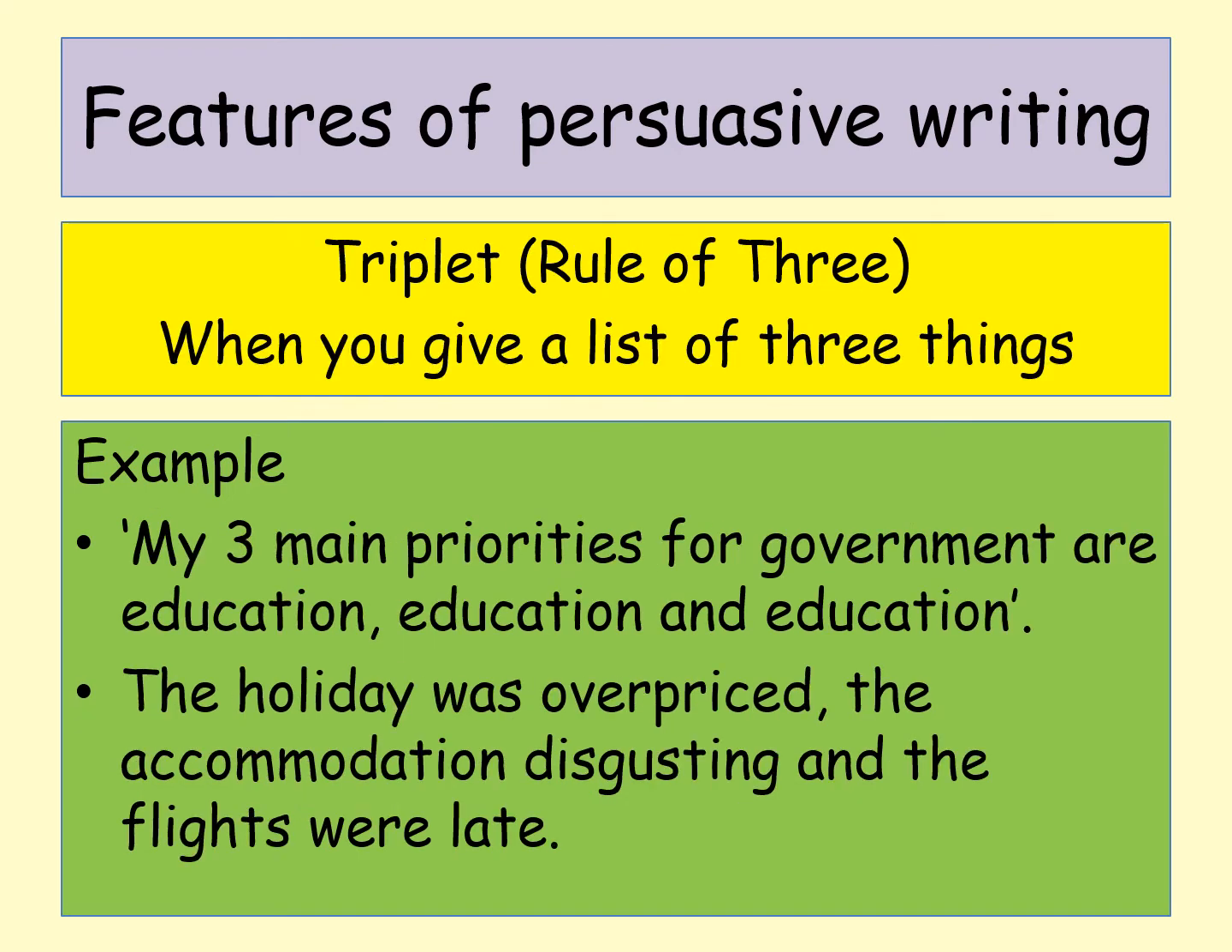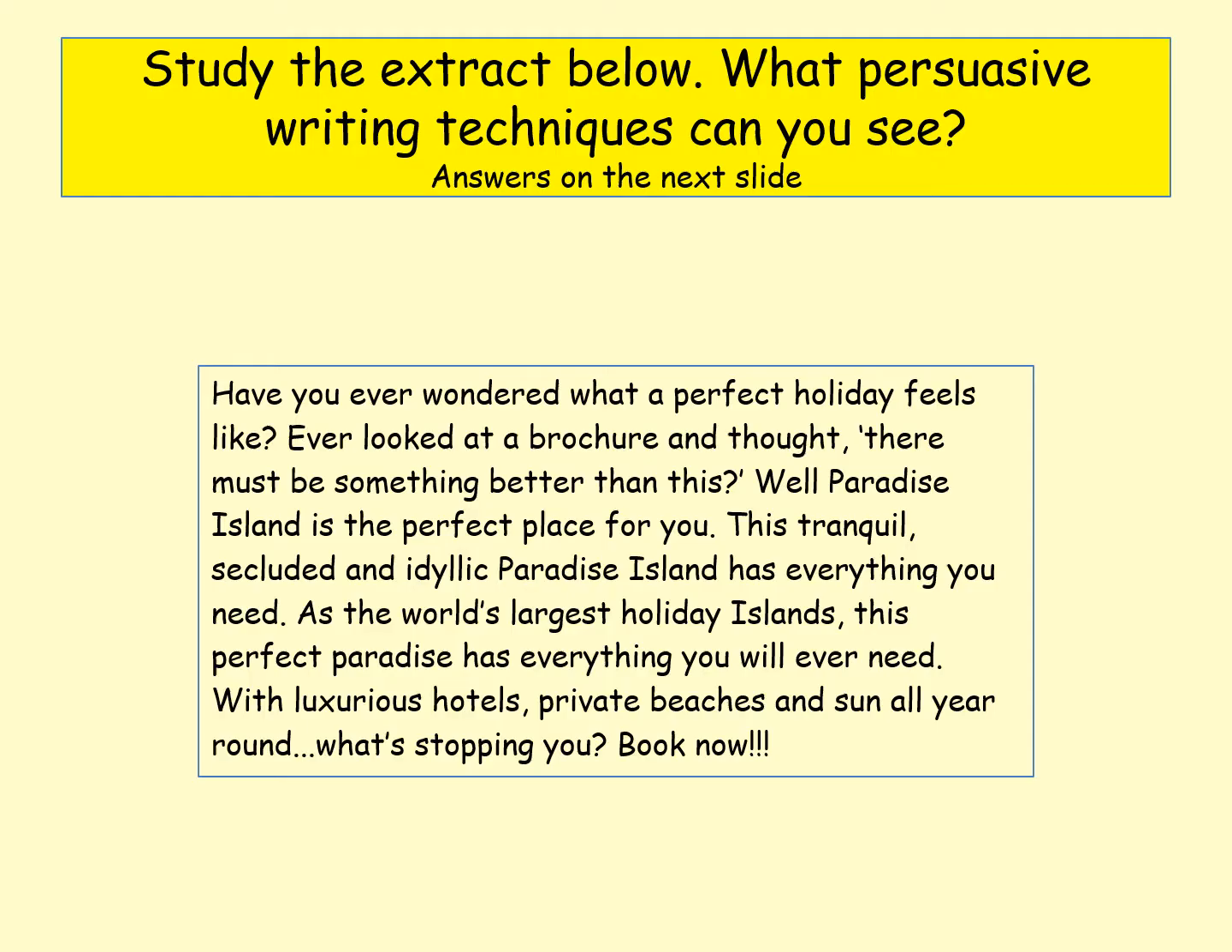Triplet, the rule of three, is when you give a list of three things. So you might say something like, "The holiday was overpriced, the accommodation disgusting, and the flights were late." That three has a certain rhythm to it, which is very, very effective, and you want to be able to include that in your letter.